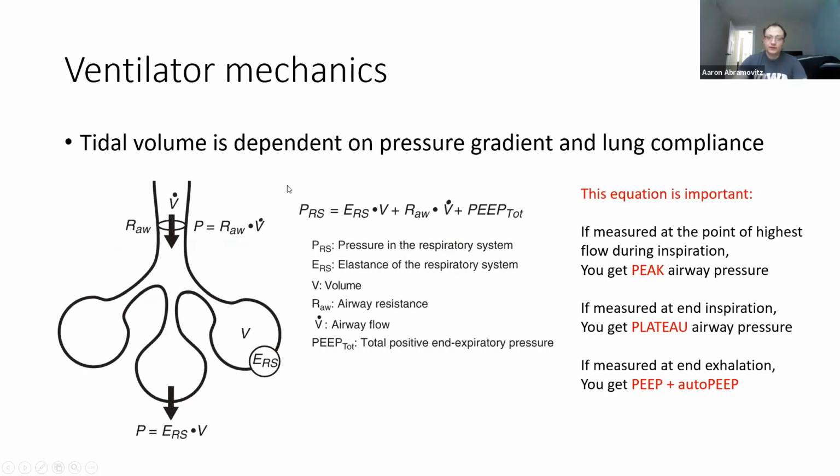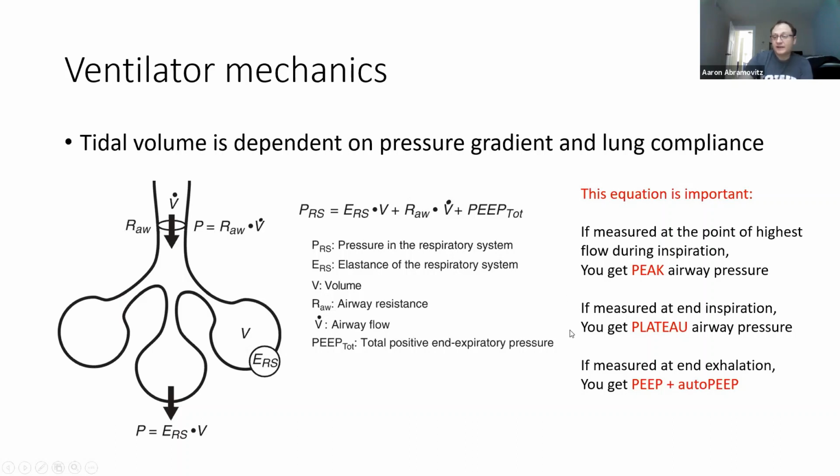So this is the entire pressure in the respiratory system. This component here is that generated by the lung compliance and how much tidal volume is in the chest. This portion is based on the flow and the airway resistance, and then the PEEP that we add is added on to create the total pressure. And so if you measure at the point of highest flow during inspiration, here you get the peak airway pressure, which is a sum of everything.